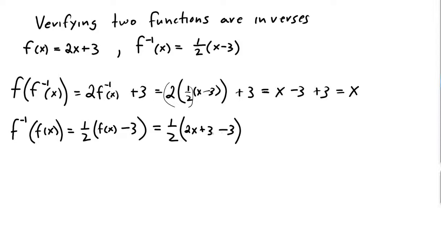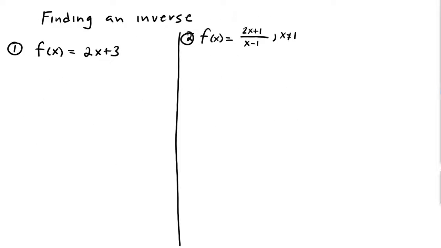Alright, and I can simplify this, right? 3 minus 3 is 0. So that's 1/2 times 2x. And again, this is all multiplication, so I can associate those two. That'll be 1, so that gives me x. Alright, so that says that these two functions, 2x plus 3 and 1/2 x minus 3, are indeed inverses of one another. Okay?